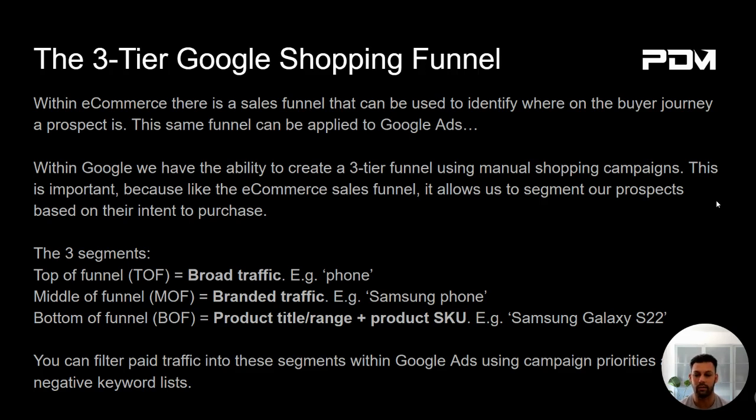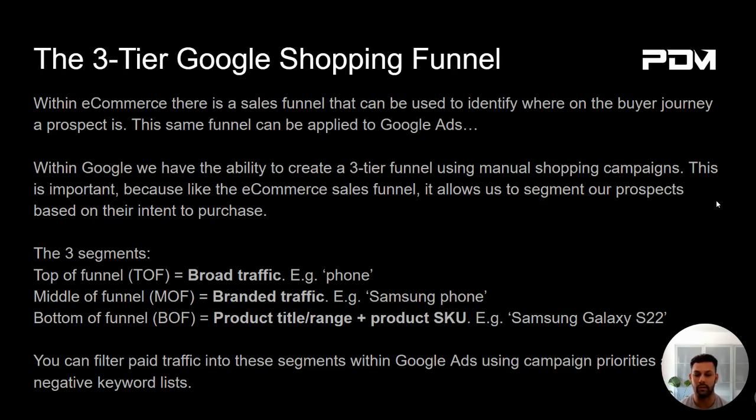Within the middle of funnel, you've got your branded traffic. So this is someone that's slightly further on their buyer journey. They know which brand and which product type they would like to purchase, but they're still not sure on the exact product title. So for example, this could be someone searching for a Samsung phone. So they're further down the funnel in that they know which brand of phone that they would like to buy, but they're still not sure on the exact product title or range.